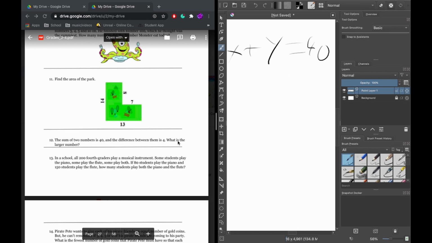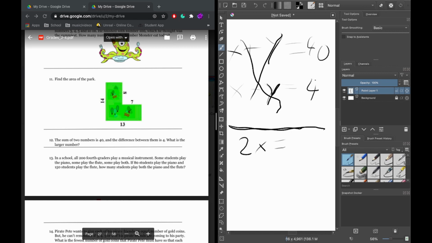And then we also have the difference between them is 4. So that's x minus y equals 4. So now that we have it like this, we can just put a line right here and then solve this. So we have positive y and negative y. And since they have different signs, we just cancel them out. And that means that 2x equals 40 plus 4, which is 44. But this is 2x. So we have to do 44 divided by 2 in order to find what x is. So that's 22. So x equals 22.